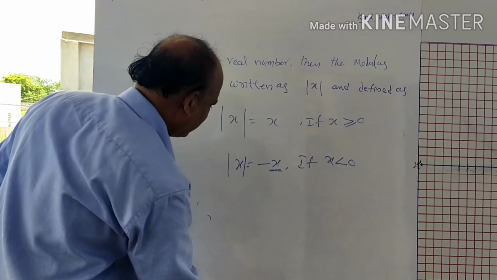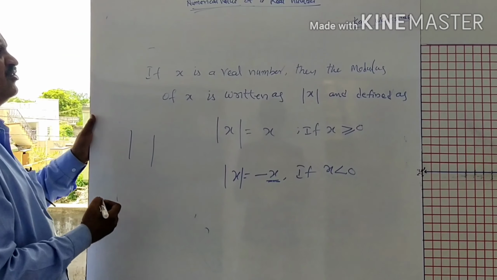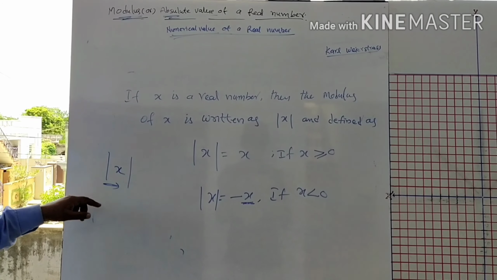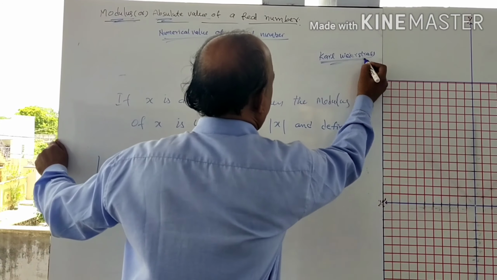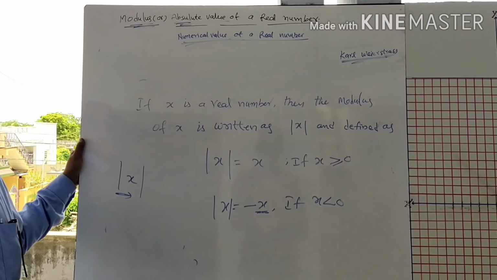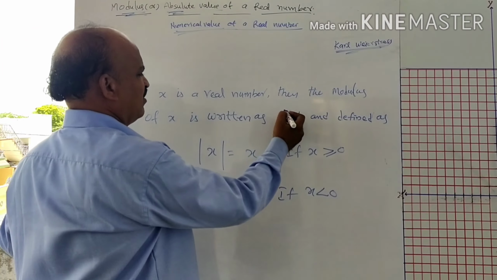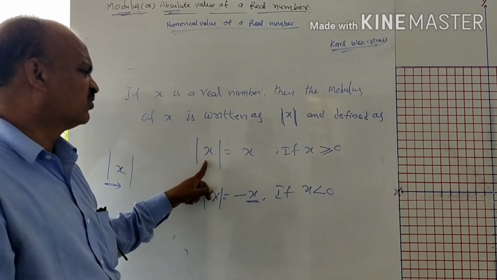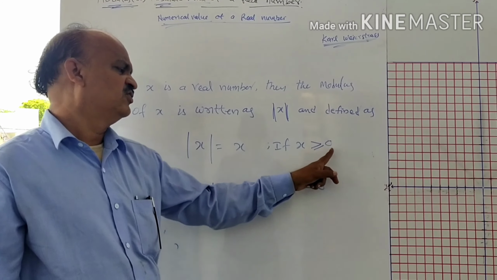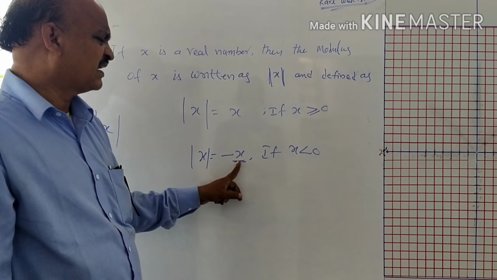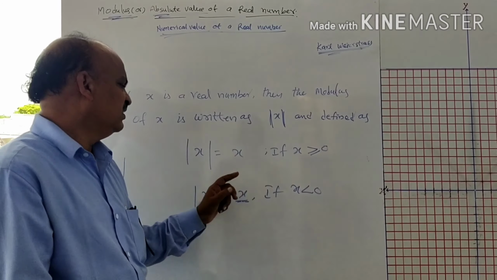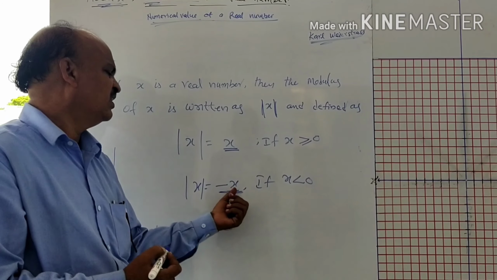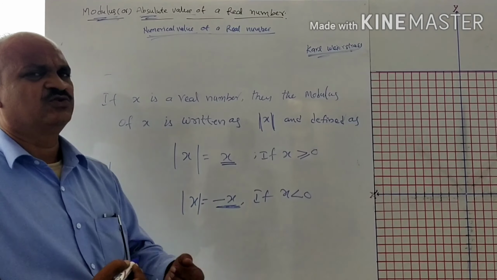Here is the symbol of modulus. Modulus x was introduced by Karl Weierstrass, a German mathematician. We must know: modulus x equals x if x is greater than or equal to 0, and modulus x equals minus x if x is less than 0. Here x is positive; here x is negative, so minus x is positive.